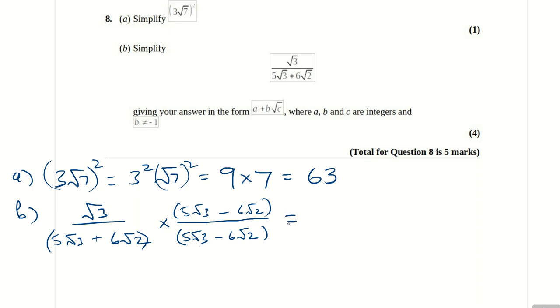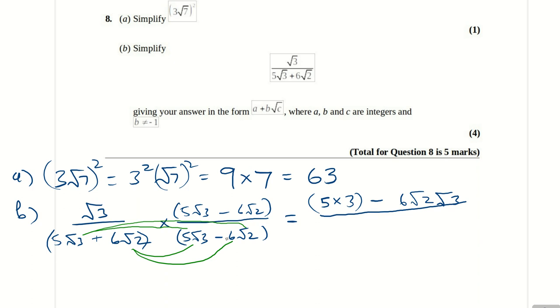So let's try it. Multiply the top, and we've got 5 times root 3 times root 3, which is the same as 5 times 3, minus, and then we've got 6 root 2 times root 3. Okay, and then on the bottom, if I put the arrows in, we're multiplying that by that, that by that, that by that, and that by that. Alright, so let's start to do it.